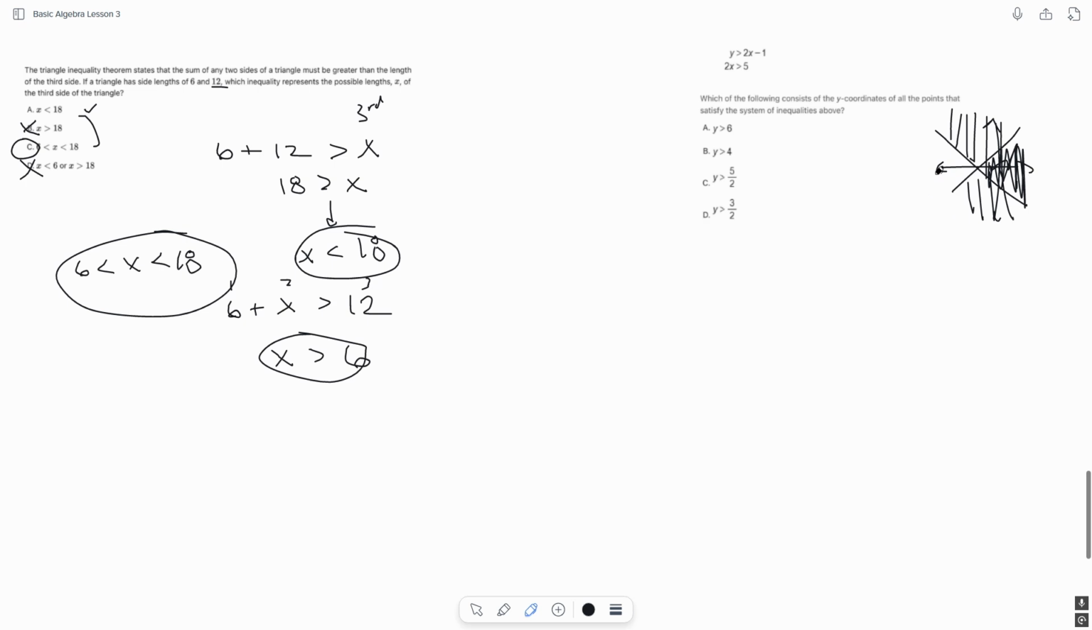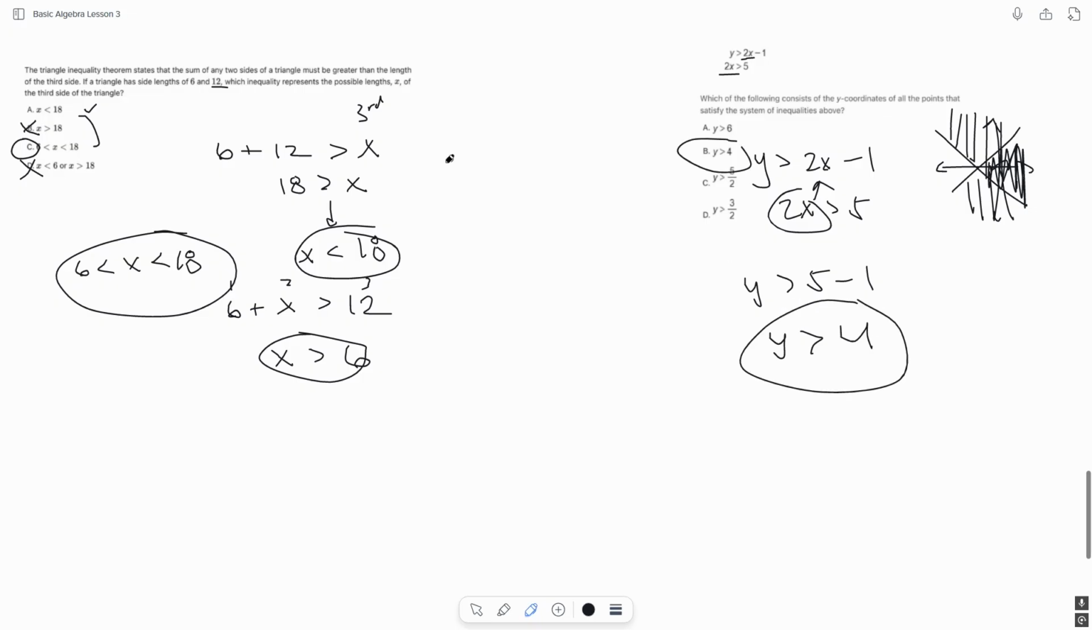This right here would be any solution because that's where they overlap. But you don't actually need to do this for this one because you have 2x and 2x, right? So if you know y is greater than 2x minus 1 and 2x has to be greater than 5, you can actually plug this back in here. So you have y is greater than 5 minus 1, or y is greater than 4, which is b. And this works, by the way, because these are both the same sign.